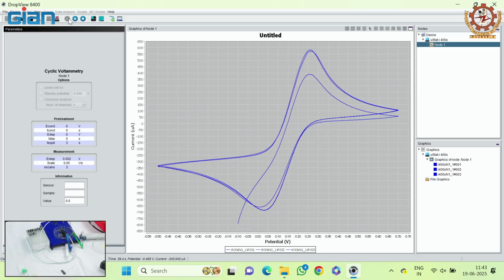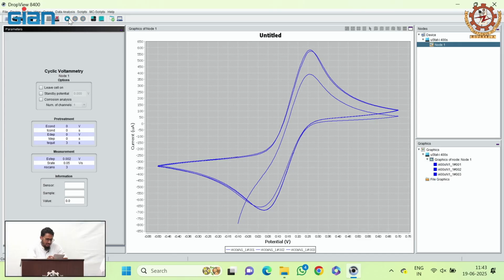So just to repeat, for this CV we have used E begin at minus 0.1 volt, EVX1 at 0.7 volt, EVX2 at minus 0.5 volts. The scan rate was 0.05 volts per second, each step was 0.002 volts or 2 millivolts, and the number of scans were 3. Completed? Complete. So now the first step for checking the working electrode is done.